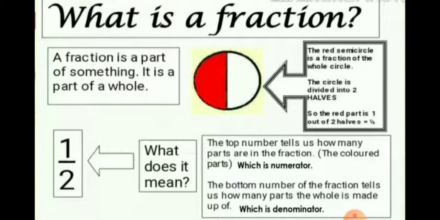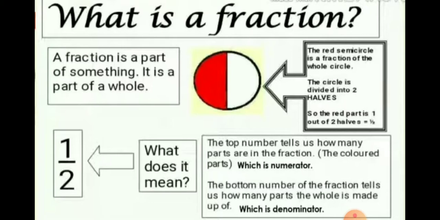What is a fraction? A fraction is a part of something. It is a part of a whole. Now you can see it with the help of image, as a circle is given which is half colored with red color and half is left uncolored. The red semicircle is a fraction of whole circle. The circle is divided into two halves. So the red part is 1 out of 2 half, that is 1 upon 2.